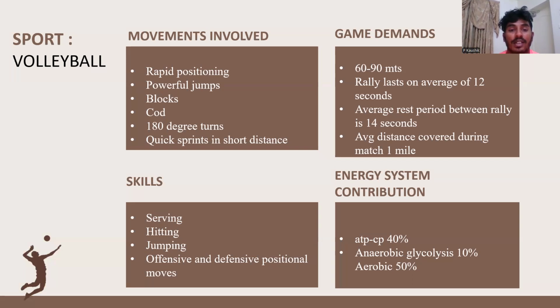and creatine phosphate energy system, in addition to short recovery periods. Skills like serving, hitting, jumping, and offensive and defensive positional moves are among the most important skills in the sport of volleyball. A volleyball rally lasts 12 seconds on average, and there is an average rest period of 14 seconds in between the rallies. During a match, volleyball players cover up to 1 mile, with an average distance for middle hitters and setters ranging from 788 meters to 1630 meters.